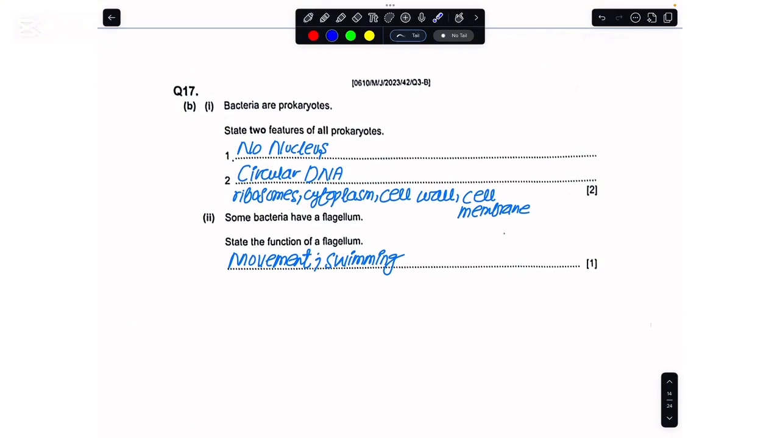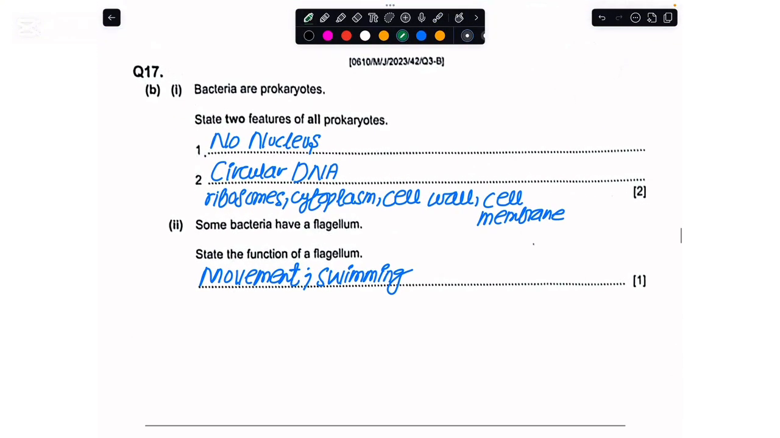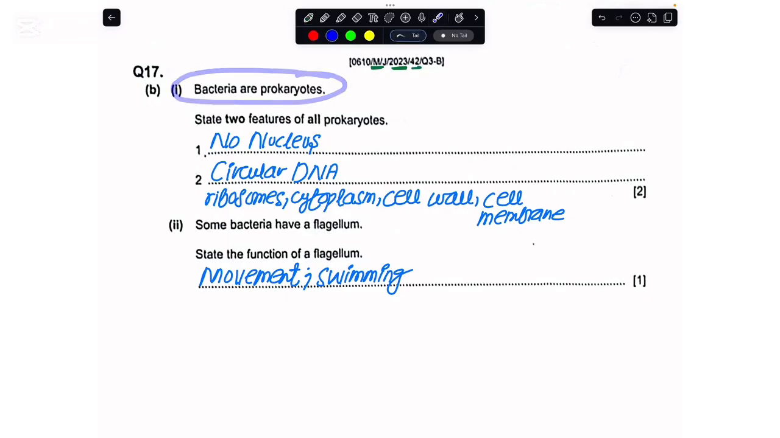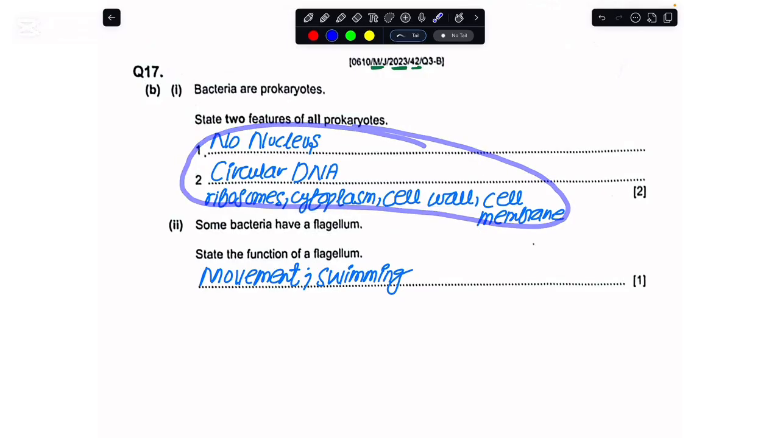If we come toward question number 17, from May June 2023, and the variant is 4.2. They say that bacteria are prokaryotes. We need to state two features of all the prokaryotes. So all the prokaryotes have no nucleus, and the other point is that all of the prokaryotes have circular DNA. If you forget these 2 points, all the bacteria would have ribosomes, cytoplasm, cell wall, or cell membrane. So any two features you have to remember from here.